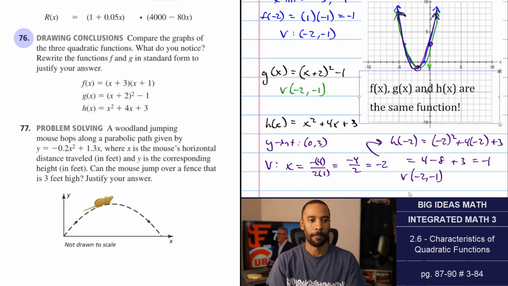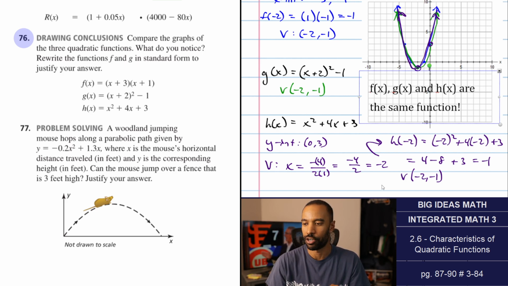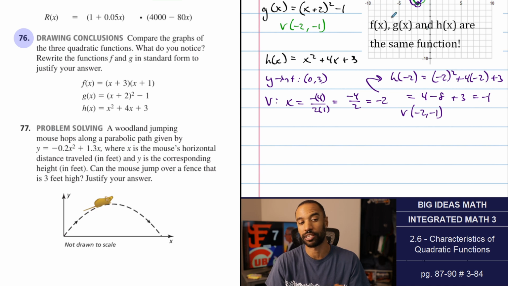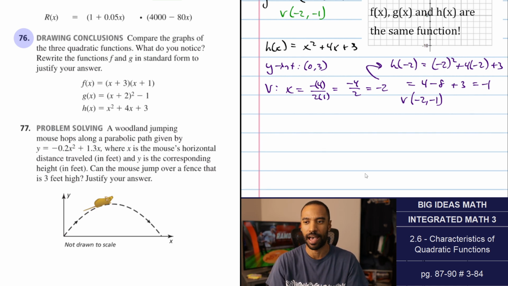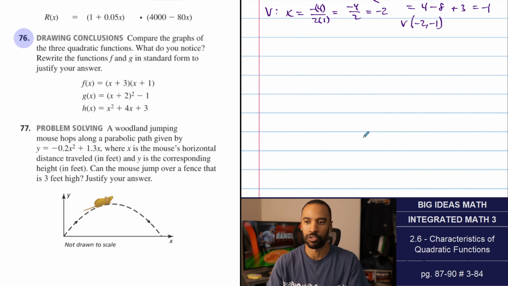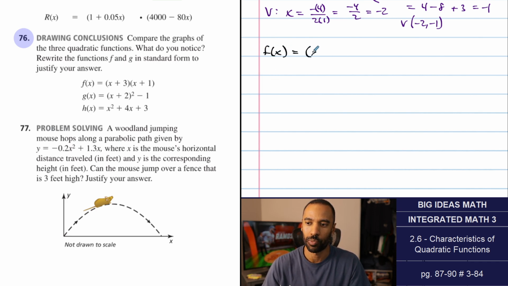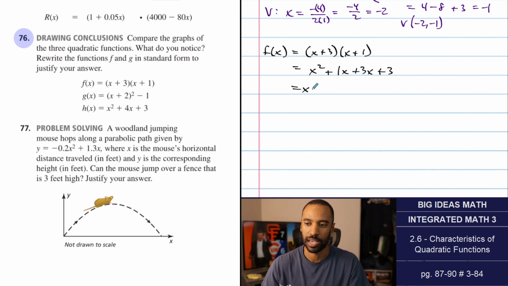Now, they said, rewrite the functions f and g in standard form to justify your answer. So they're not asking us to complete the square from standard form or factor from standard form. They're saying expand the other two out. So let's look at f of x one more time here. We have x plus 3 times x plus 1. Let's go ahead and FOIL this thing. I normally don't write the in-between step here, but x squared plus 1x plus 3x plus 3 becomes x squared plus 4x plus 3. So that does seem to confirm that it's the same as h of x.